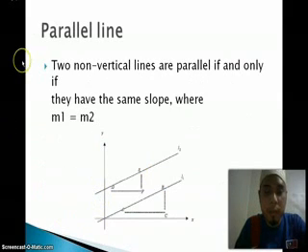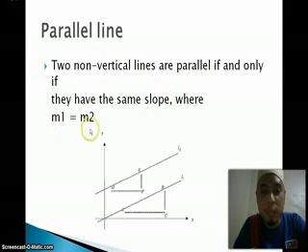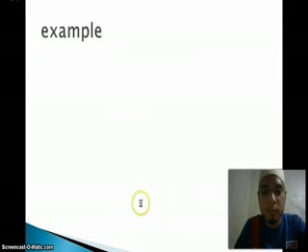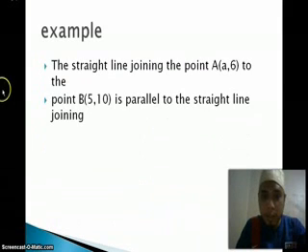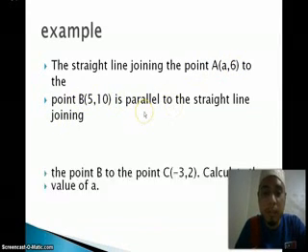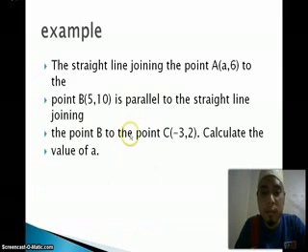Okay. Parallel lines. Two non-vertical lines are parallel if and only if they have the same gradient, where m1 equals m2. The gradient of the first line is the same as the second line. The straight line joining the point A(a, 4) to the point B(5, 10) is parallel to the straight line joining the point B to the point C(-3, 2). Calculate the value of a.